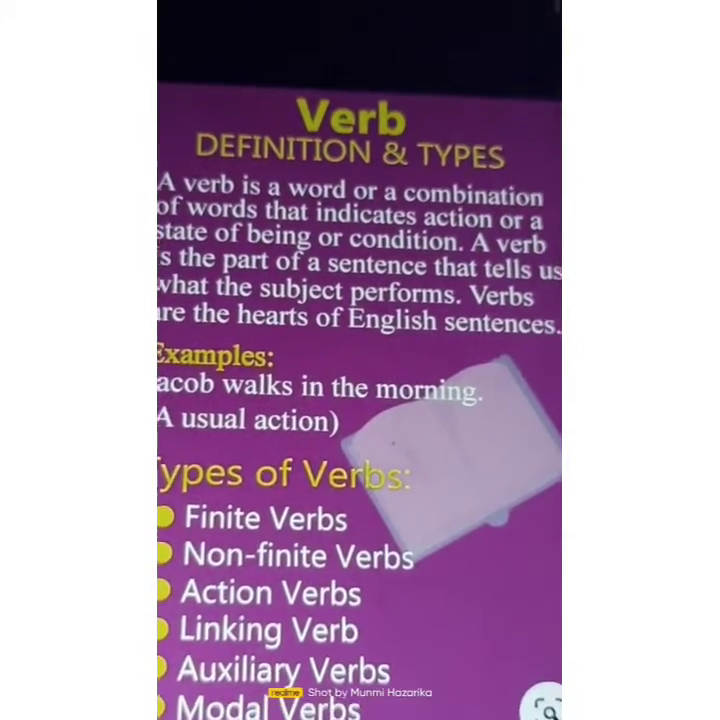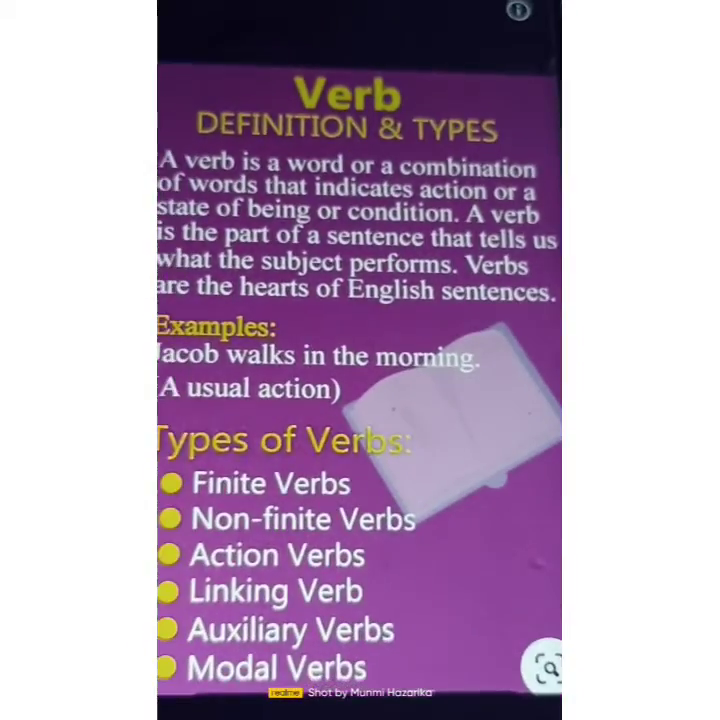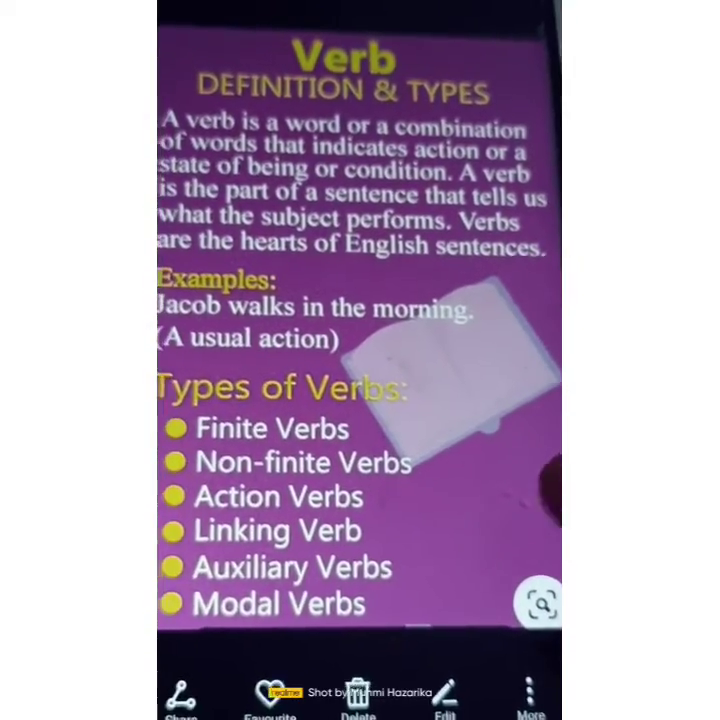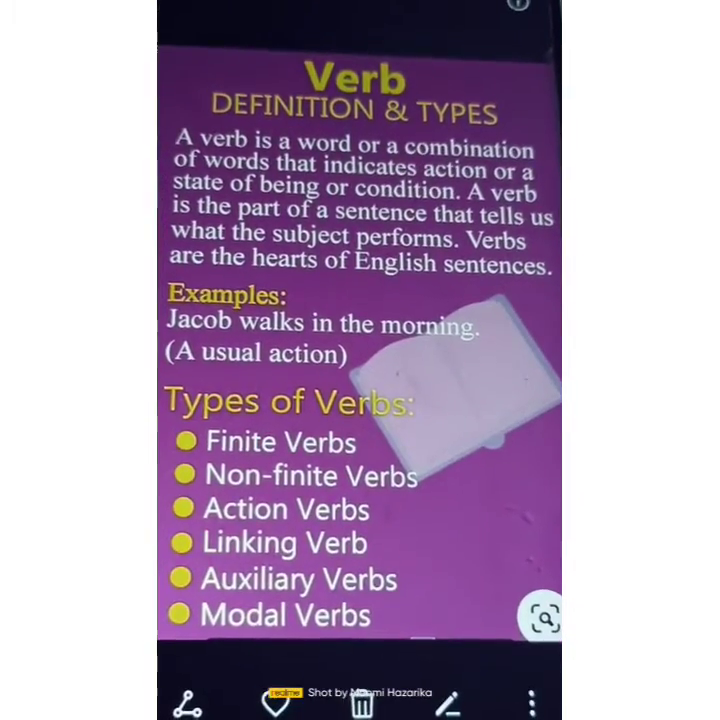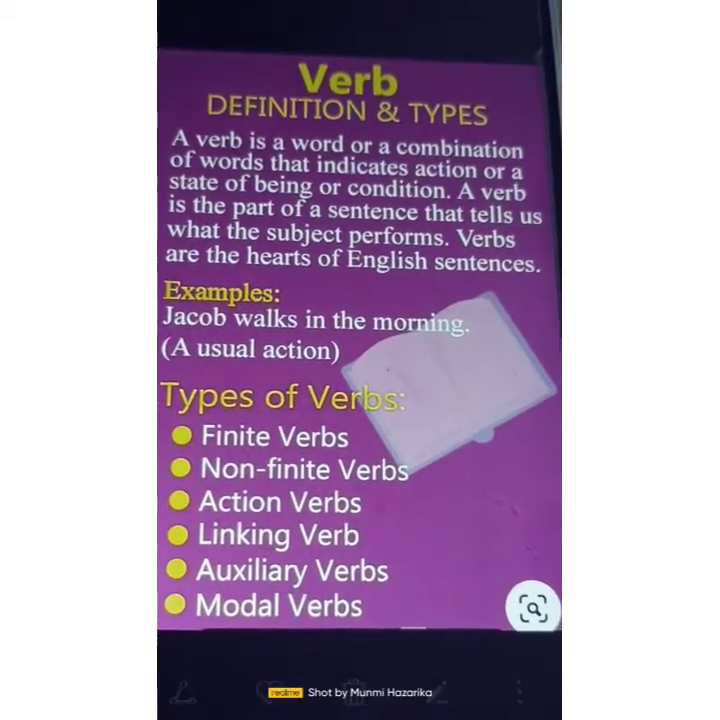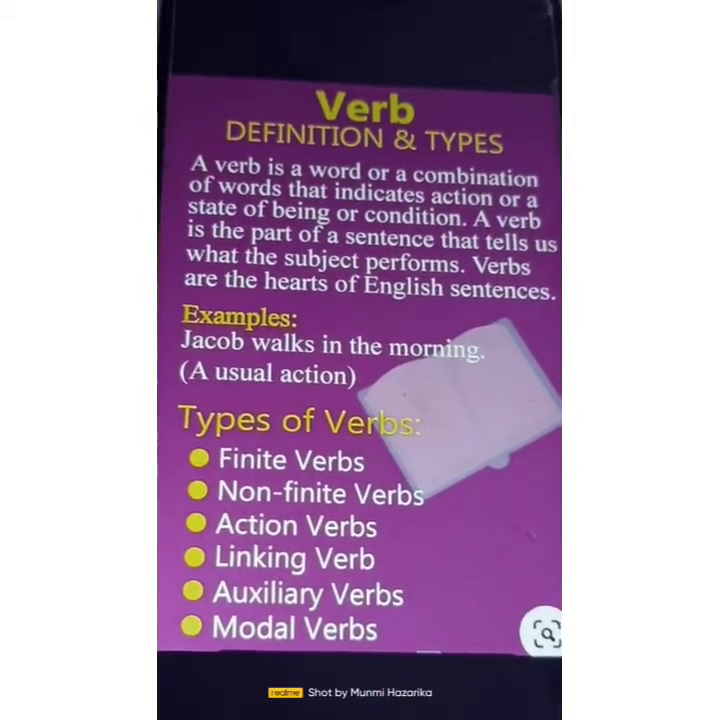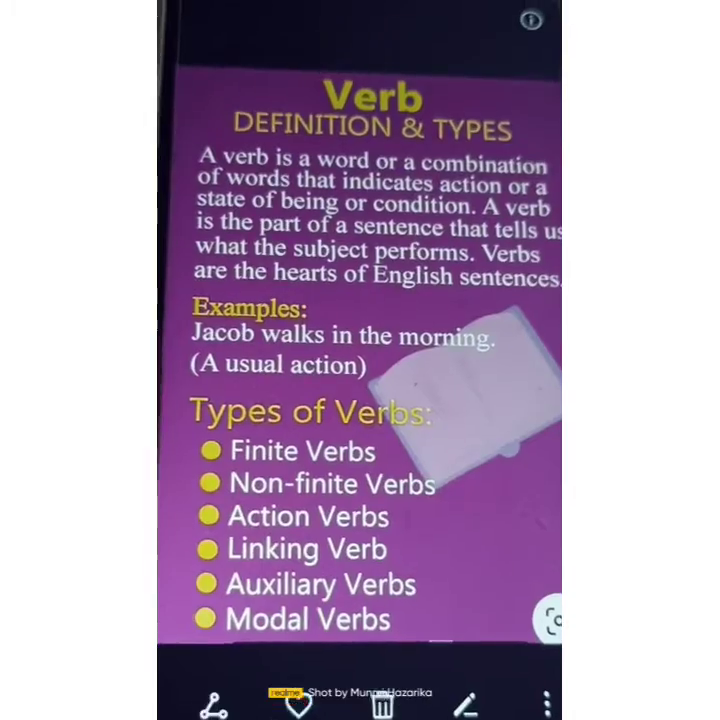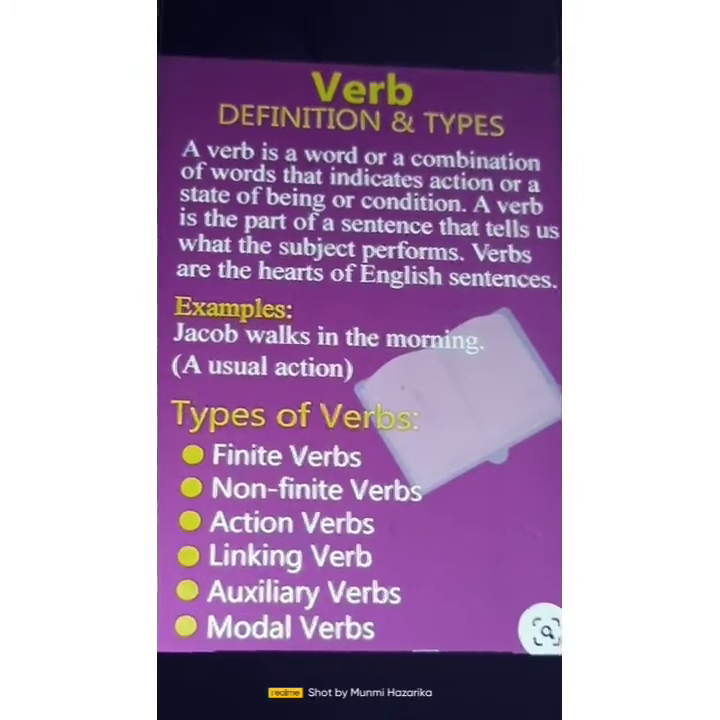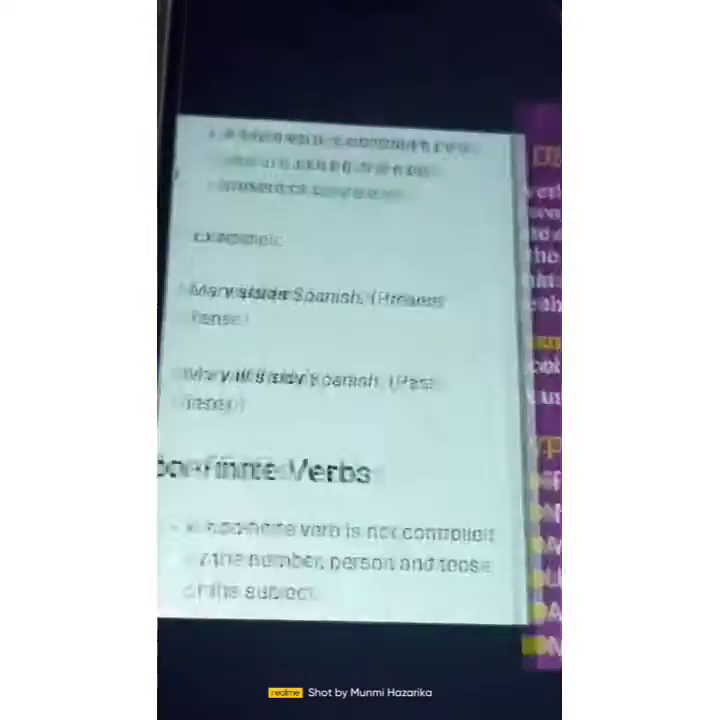So first we should know the definition of the verb and its types. A verb is a word or a combination of words that indicates action or state of being or condition. A verb is the part of a sentence that tells us what the subject performs. Verbs are the hearts of English sentences. For example, Jacob walks in the morning. Here, as it is a usual action, the word walks is a verb. The types of verbs are finite verbs, non-finite verbs, action verbs, linking verbs, auxiliary verbs and modal verbs.